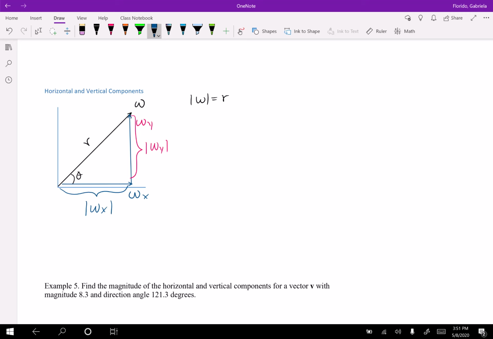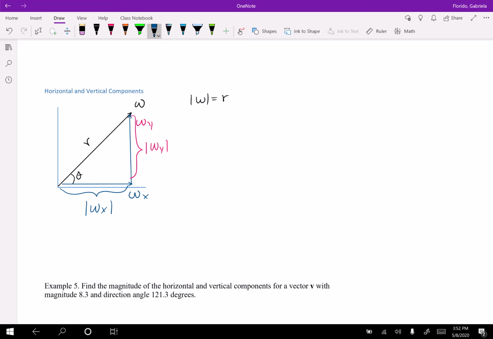So let me just write this down here. We don't know what the magnitude of Wy is, and we don't know the magnitude of Wx is, but we're trying to figure out a formula that's going to help us figure that out. And again, we're in a trigonometry class, so maybe we can use a little bit of trig.